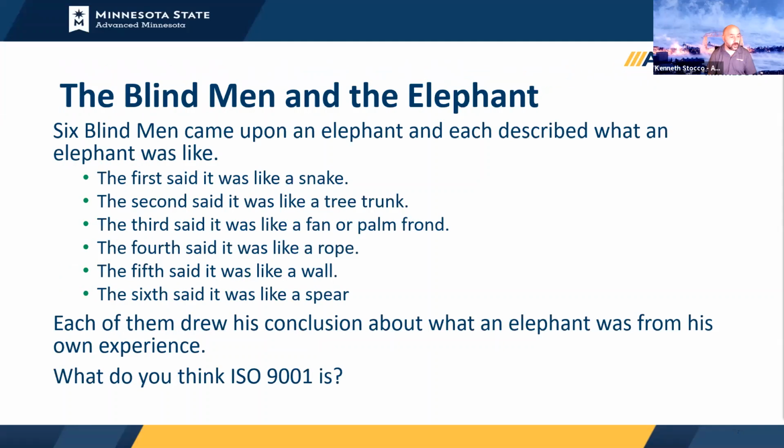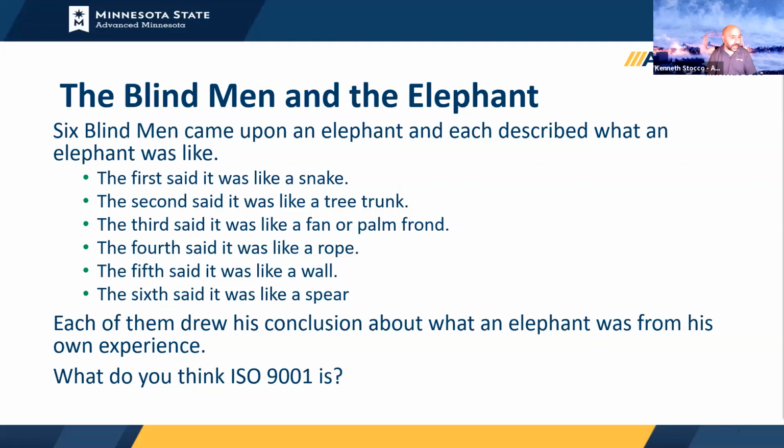All right, so now that we've heard the history and a little bit of the background, I want to share a little story that's been around forever, the story of the 6 blind men and the elephant. 6 blind men came upon an elephant, and each one went and felt the elephant, and all 6 of them came away with a different description of what an elephant is. The first one grabbed it by the trunk and said it was like a snake.